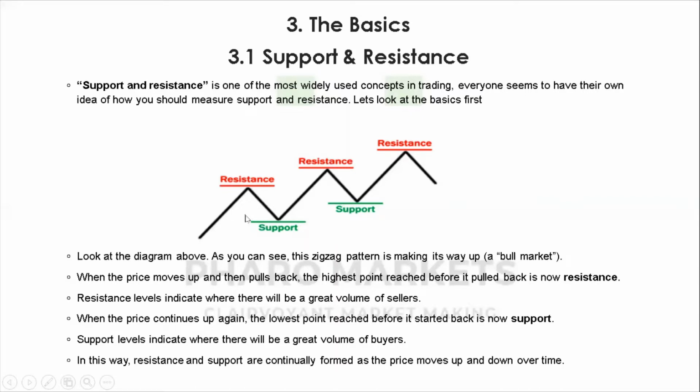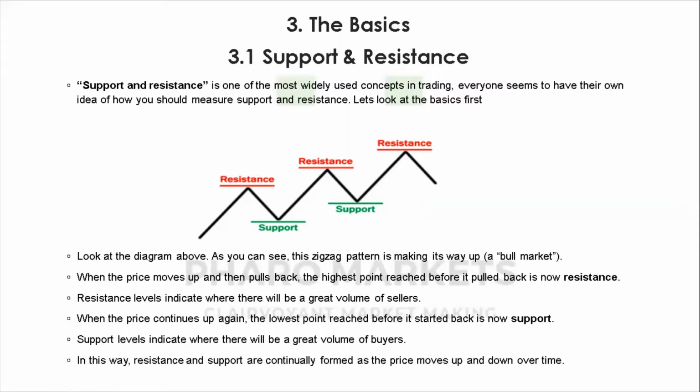So when price moves up and then pulls back to the highest point reached before, it's called resistance. Resistance level indicates where there will be a great volume of sellers, and vice versa. Support indicates where there will be a great volume of buyers. So when price continues to go down again to the lowest point it reached, it's started back at support. And in this way, support and resistance are continually formed as prices move up and down over time.